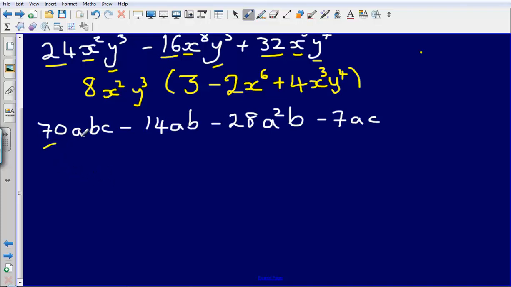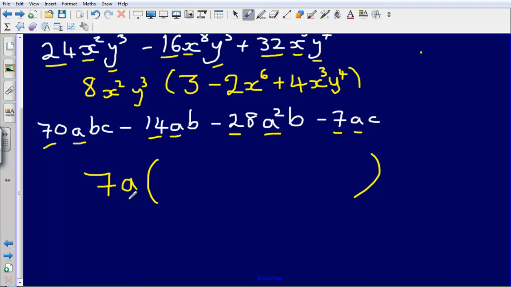Last example. Again, let's start with the numbers first. So what is the highest number that fits into all of those numbers? 7 fits into all of them. Then they have a's in common. Do they have anything else? So we've got ABC, AB, a squared b, and AC. So no, a is the only one that they all have in common, and it's just going to be a. They don't all have a squared in common or a cubed or anything like that. It's simply going to be 7a on the outside.